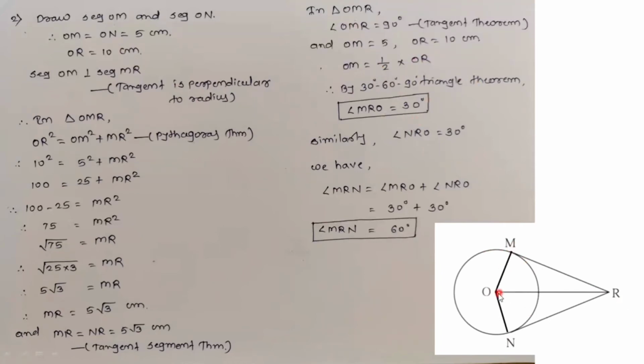Similarly, we can prove in triangle ONR, the measure of angle NRO is also 30 degree. And the measure of angle MRN is the sum of two smaller angles, that is angle MRO and angle NRO. If we add these two angles, we get angle MRN. So angle MRN is equal to angle MRO plus angle NRO, that is 30 degree each, 30 degree plus 30 degree, so that is 60 degree. So that is the answer of the third question.